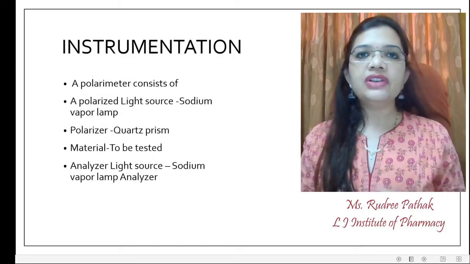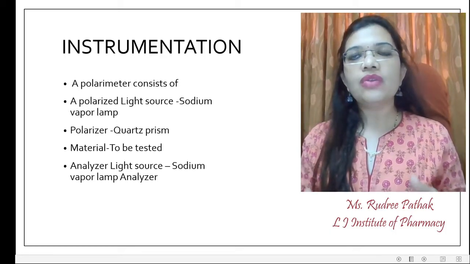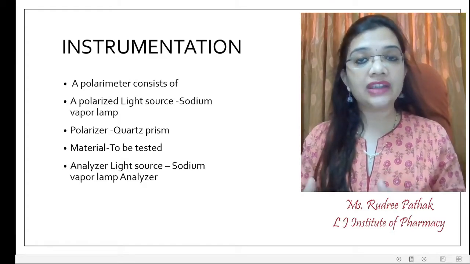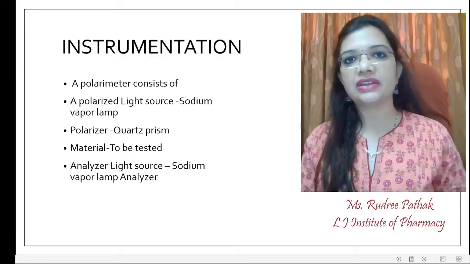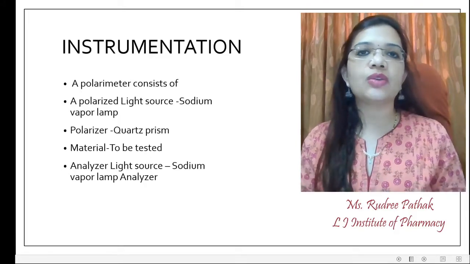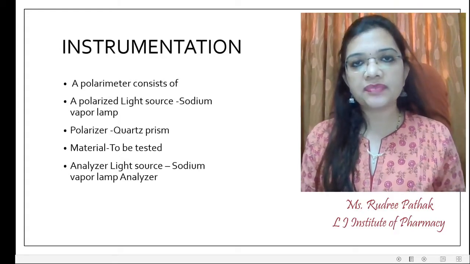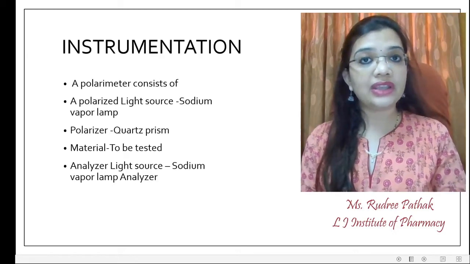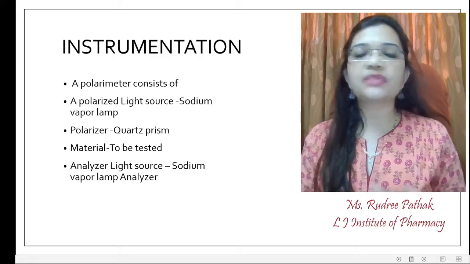So let us first understand how this instrumentation is going to work. The instrument used for measurement of optical activity of a drug substance is known as a polarimeter. A polarimeter will have these minimum parts which we have listed here. Basically, it has a sodium lamp, which is our light source. That light is converted into plane polarized light with the help of a polarizer, which is a quartz prism.